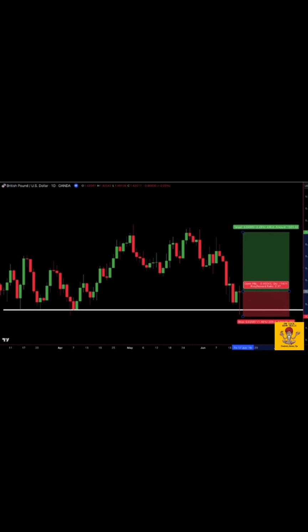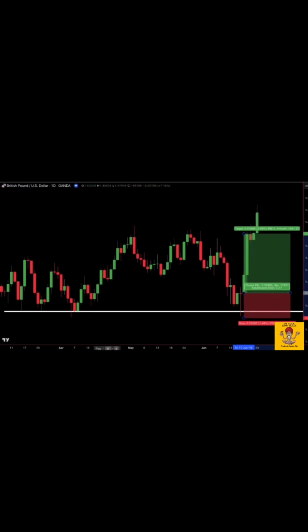Now look at what happened next. As expected, the market reversed sharply and moved straight in our direction. That's the power of spotting the trap before the real move begins.